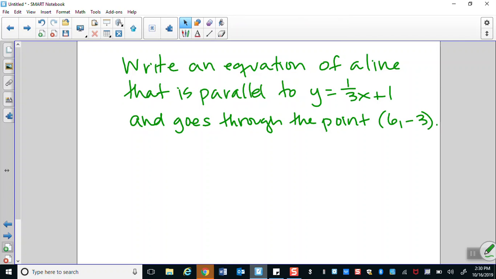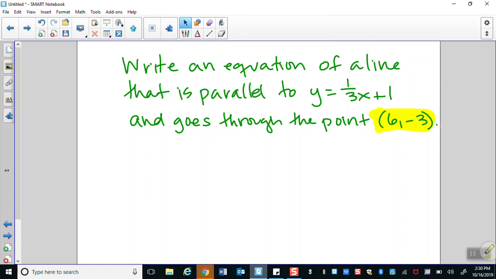Okay, so take a minute, pause the video if you need to write down the directions. This says write an equation of a line that is parallel to y equals 1/3 x plus 1 and goes through the point (6, -3). Now when you're approaching these problems, you're going to have to look at what they give you. And here they give you a point.